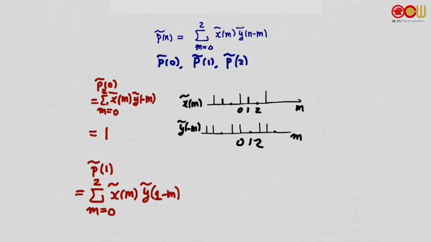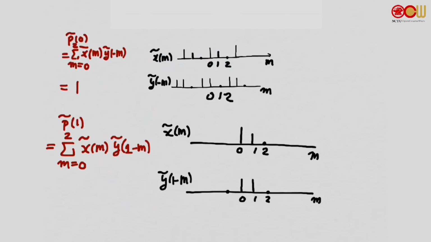M goes from 0 to 2. Alright, and then what I'm going to do is to plot x tilde m and y tilde 1 minus m and multiply them together and add them together. Okay, we are going to ask a question about how this example is different from the previous one. Now we have x tilde m here and y tilde 1 minus m here, and then we multiply them together. We get 1.5. This is 1.5.